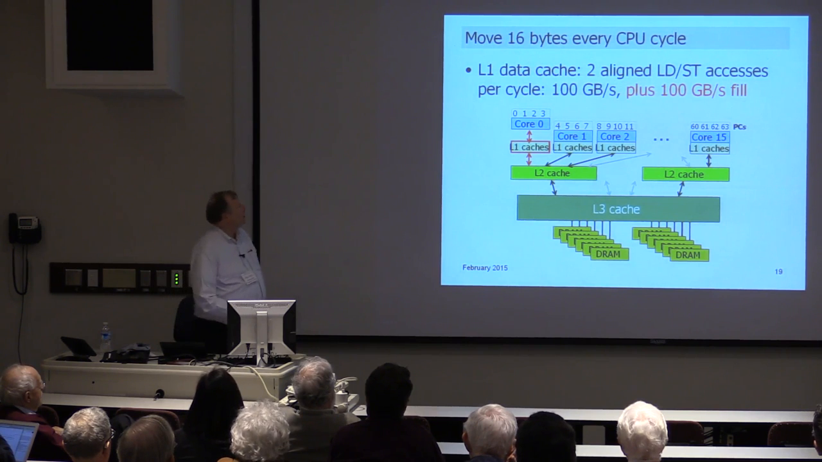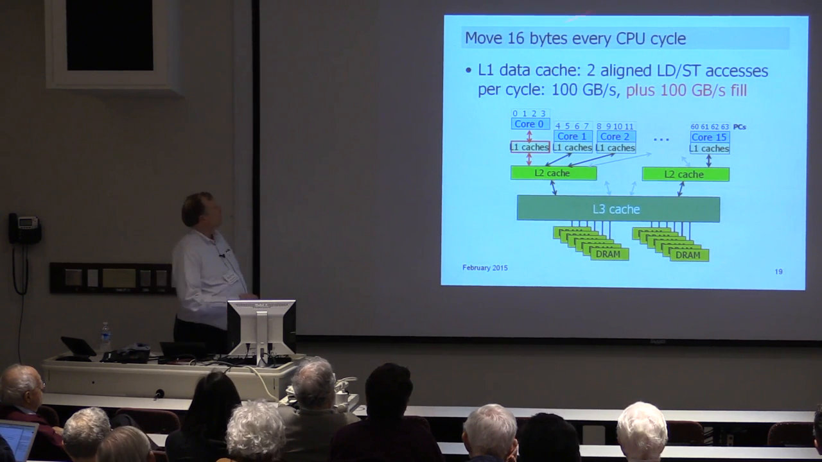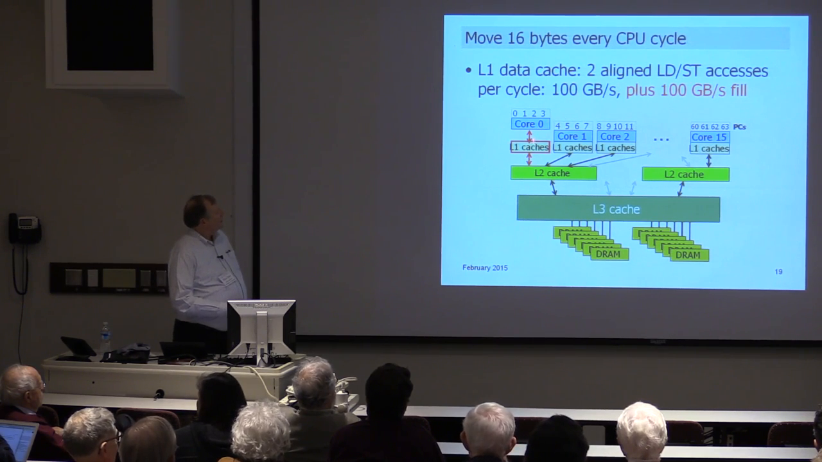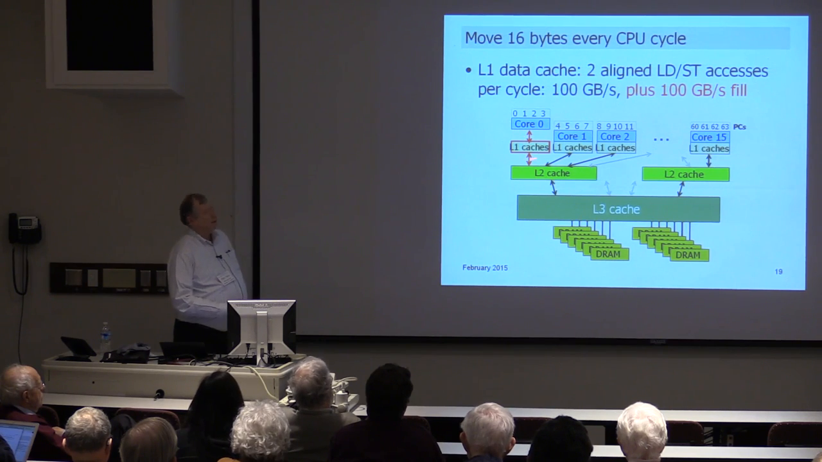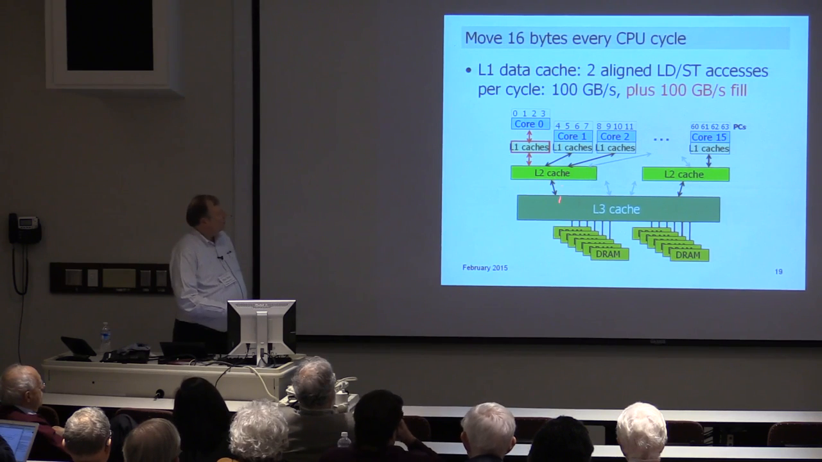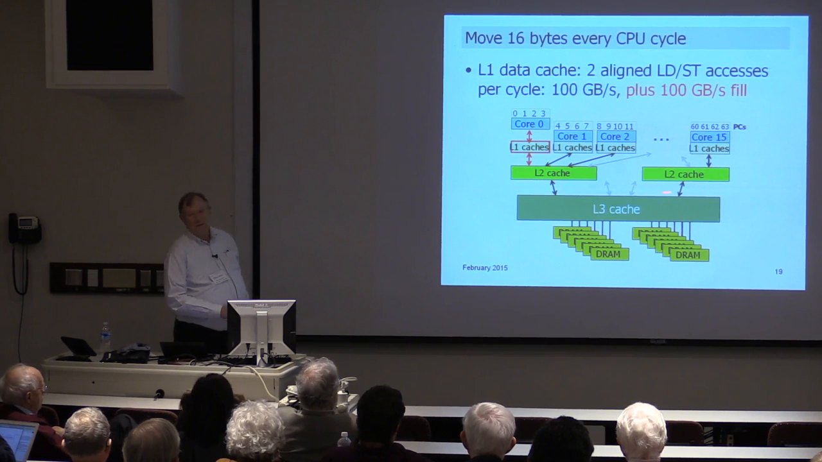So I'm going to go back now and look at the next consequence of moving a bunch of stuff. So I've got a data cache. I've got some loads and stores. This cache, in addition to reading 50 gigabytes per second into this processor and writing 50 gigabytes per second, the backside of this cache also has to be moving a total of 100 gigabytes per second, filling and writing back. And the backside of the L2 cache has to be moving 100 gigabytes per second, and the RAM system has to be doing that.